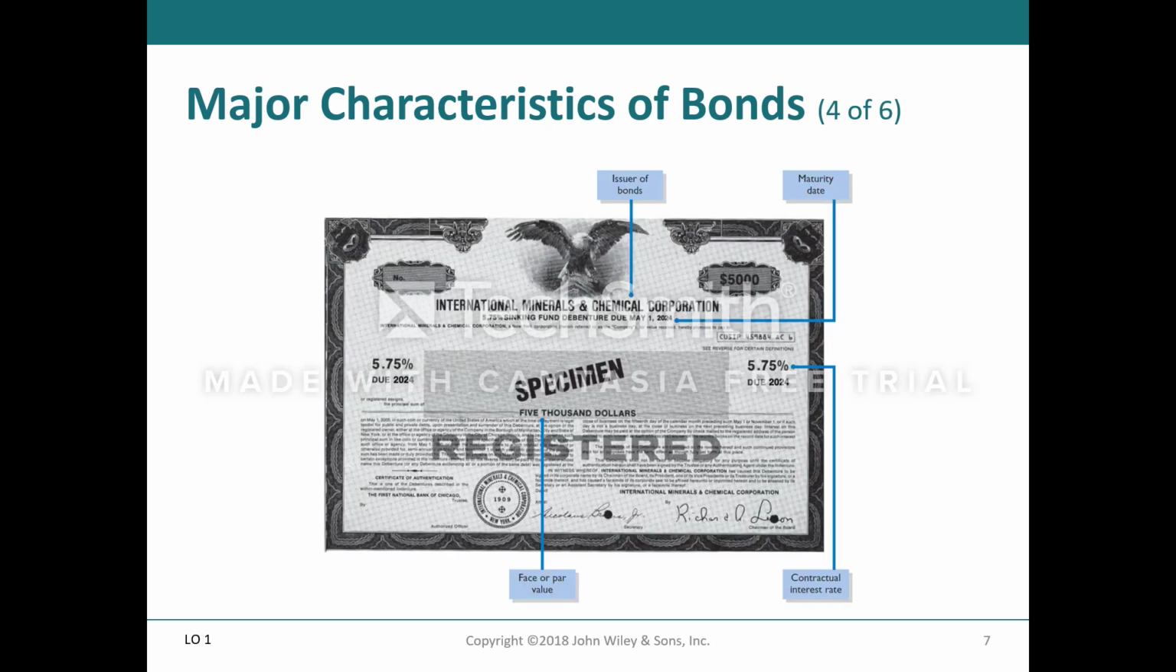So this is an illustration of a bond, showing different parts of it: the issuer of the bond, the maturity date, the contractual interest rate, and the face or the par value.